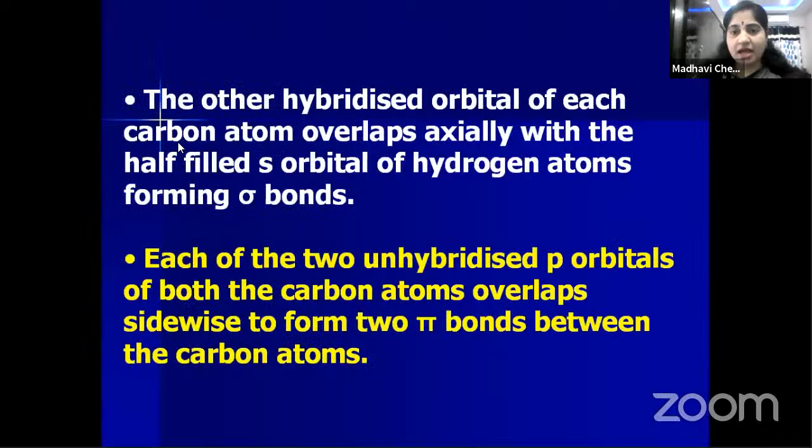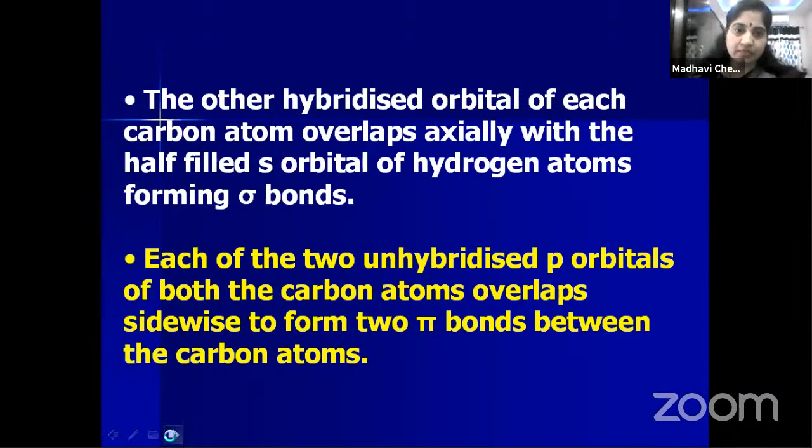What else does it have? The other hybrid orbital of each carbon atom overlaps axially with the half-filled s orbital of the hydrogen atom to form a sigma bond, that is the CH sigma bond, right? Now see children, here only one p orbital of a carbon is involved in the hybridization. Now how many p orbitals of each carbon are not involved in the hybridization? 2, because the p orbitals are 2px, 2py, 2pz. Out of 3, only one p orbital is involved in the hybridization. So each carbon has 2 unhybridized p orbitals.